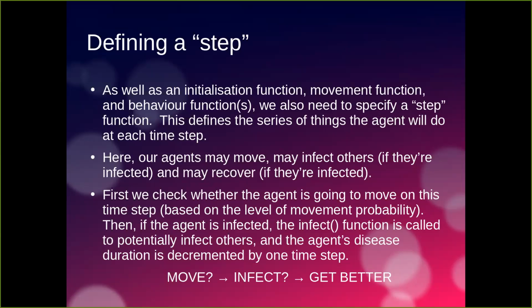So what we're going to do is first check whether the agent is going to move on this time step. And that's going to be based on the level of movement probability that we've defined. Then if the agent is infected, the infect function will be called to potentially infect others. And then the agent's disease duration, we want to decrement by 1 time step. So it will be days in our model, for example. So we'd say, okay, it's now 1 day less that you're going to have this disease.